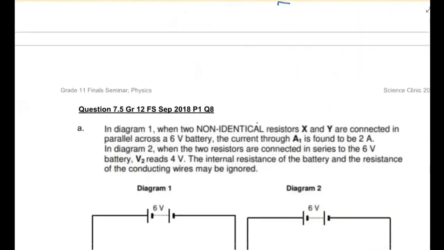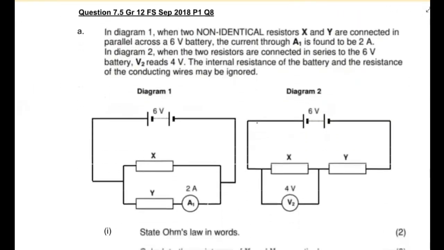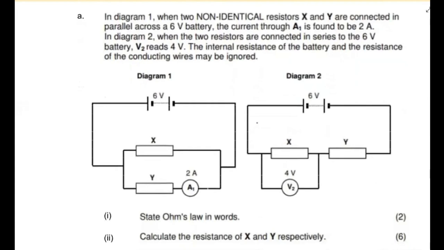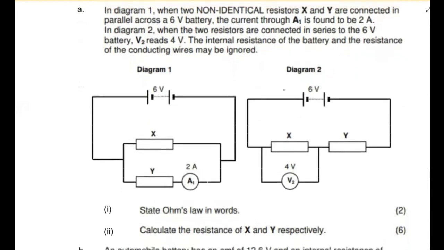So then let's look at another one that has got no internal resistance. In diagram 1, you've got two non-identical resistors, X and Y, connected in parallel across a 6-volt battery. The current through A1 is found to be 2 amps. In diagram 2, they're connected in series, which remember means they're going to share the 6 volts. V2 reads 4 volts. The internal resistance can be ignored.